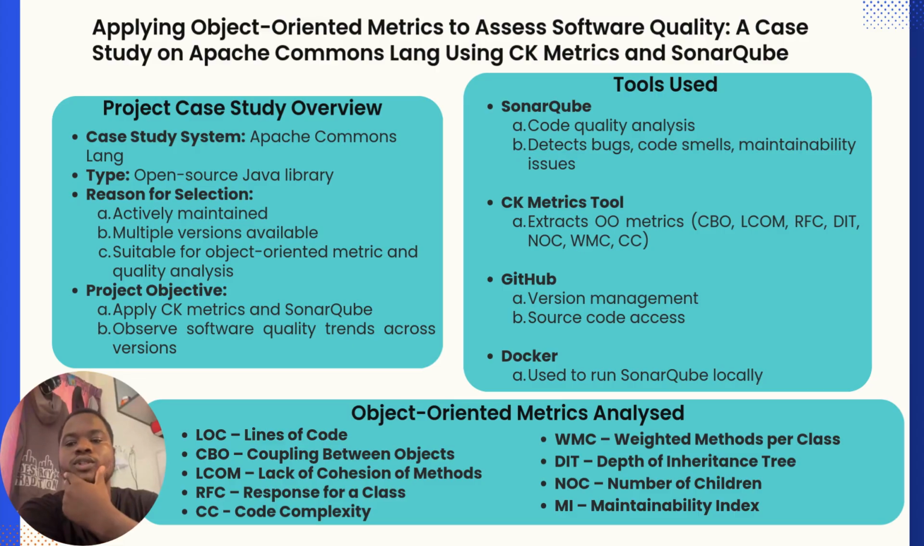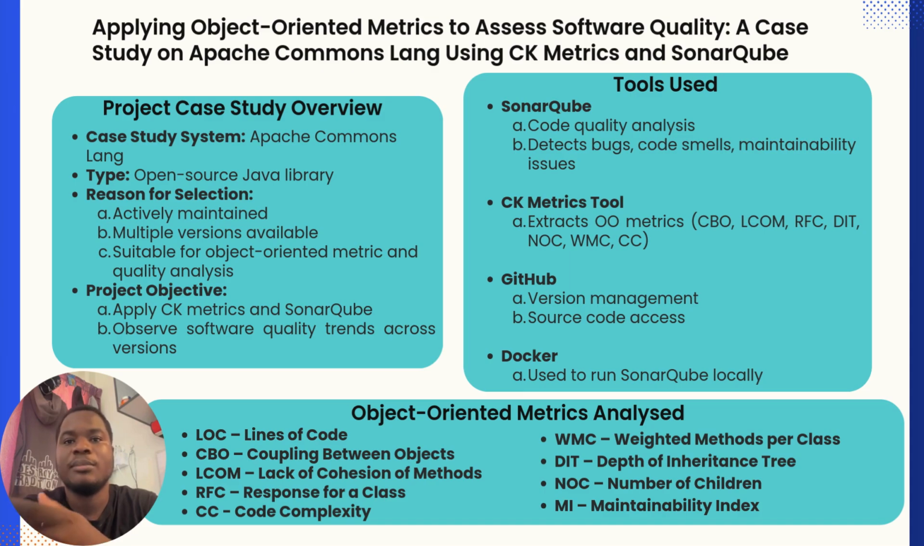Moving on to our own project, the work we did was based on trying to check if we get the same output as the selected article we chose, and we were able to successfully get that. We adapted the methodology from the article and applied it to Apache Commons Lang, which is an open source Java library. We selected this system because it is actively maintained, it has multiple versions available, and it is suitable for object-oriented metric analysis.